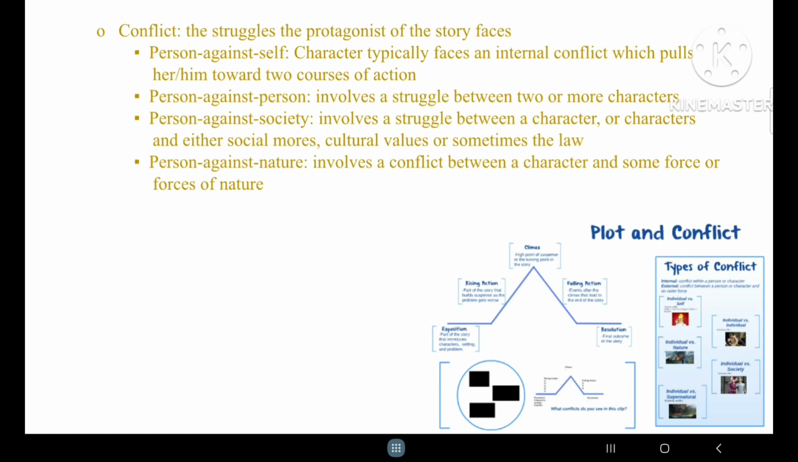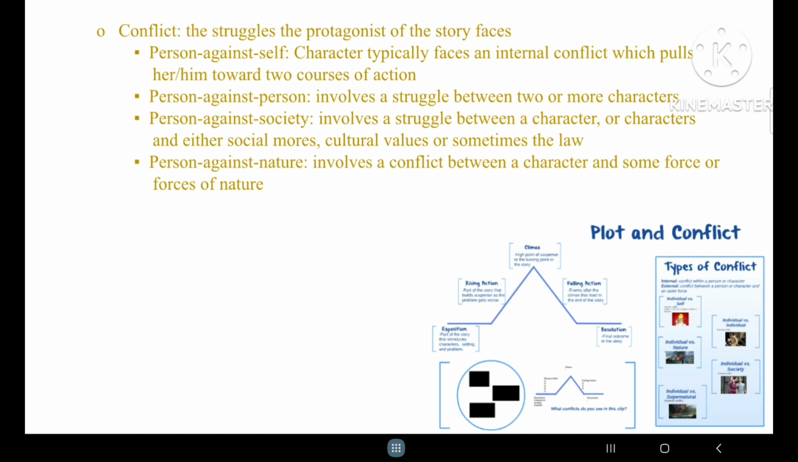The second element in plot is the conflict. It is the struggles the protagonist of the story faces. There are four types of conflicts. They are the conflict between person against self, person against person, person against society and person against nature.